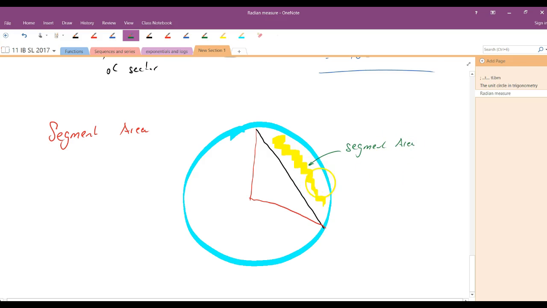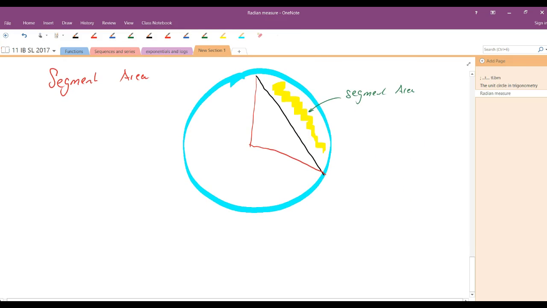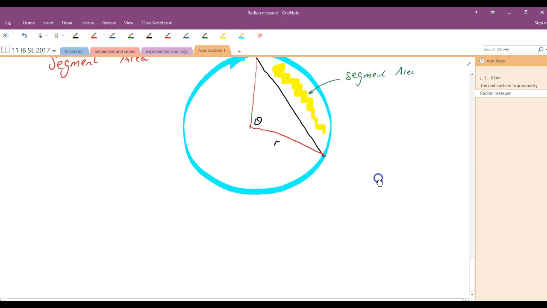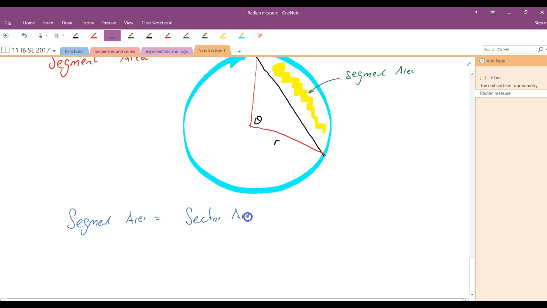How do we find it? Maybe pause the video and come up with your own formula for r and theta there, because we know the sector area, and I reckon we know the triangle area. We can work it out. Go to it. Now segment area, as I just alluded to, I reckon is equal to the sector area minus this little triangle here.